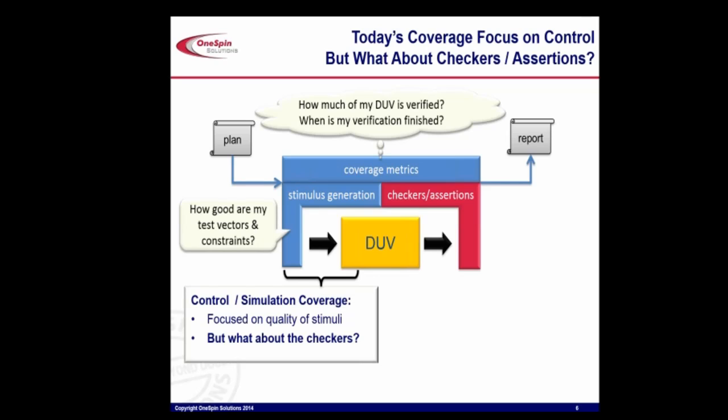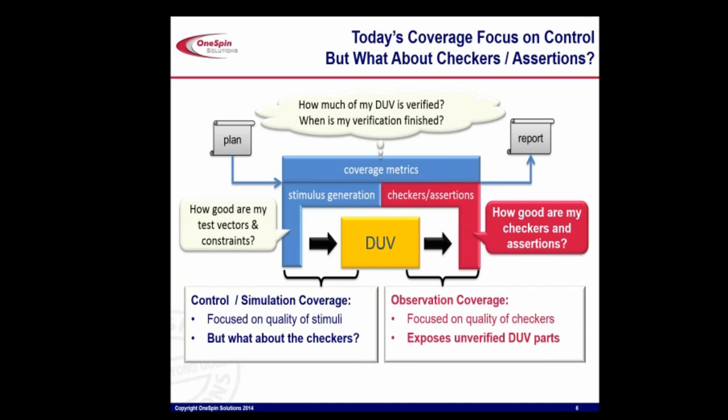You can measure that with functional coverage in SystemVerilog. You can also apply other metrics like statement coverage or branch coverage. In the end, you still don't know how good your checkers and assertions are. So no matter how well you exercise your design, it really depends on how good the tests are. Did you really check all the output that is produced by your DUV? And the question of finding out about this, we call observation coverage. So it focuses on the quality of the checkers, not on the stimulus, and this exposes the unverified parts of the DUV.